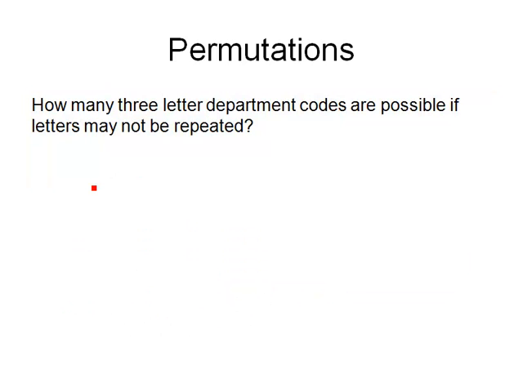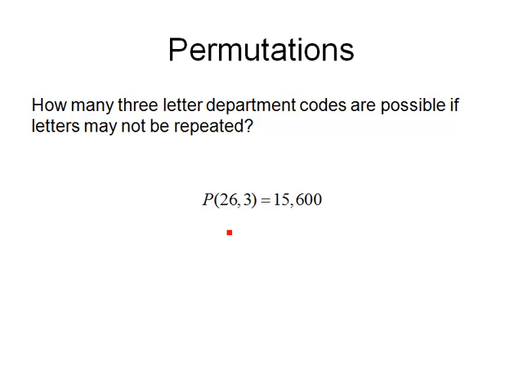How many 3-letter department codes are possible if the letters may not be repeated? I need to make 3 choices, and I get to choose from 26 different objects because there's 26 different letters, but because I'm not able to repeat those things, each time I make a choice, that letter goes out of my next choice. This is perfect for using permutations. It's P of 26, 3, and when I do that on my calculator, I get 15,600.